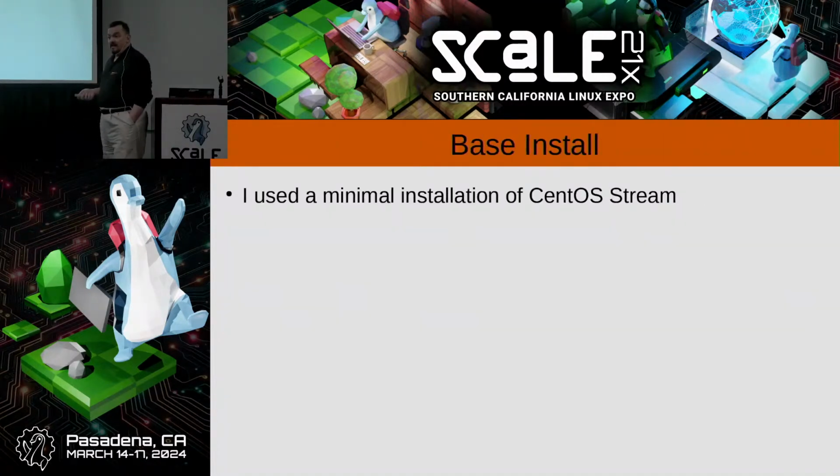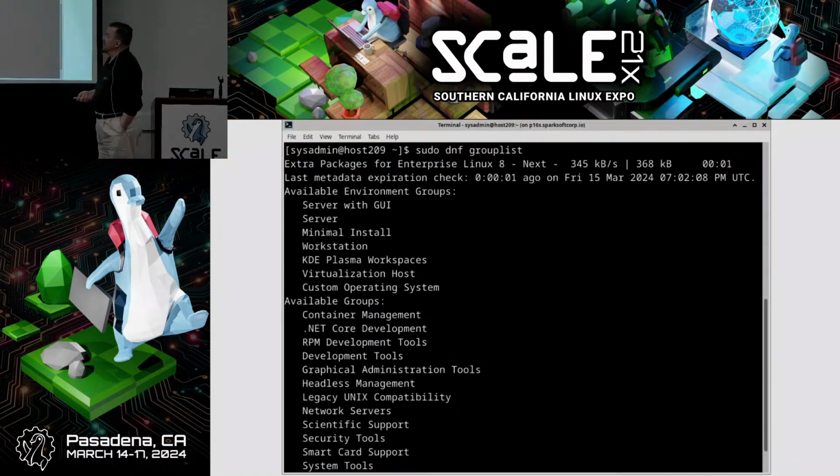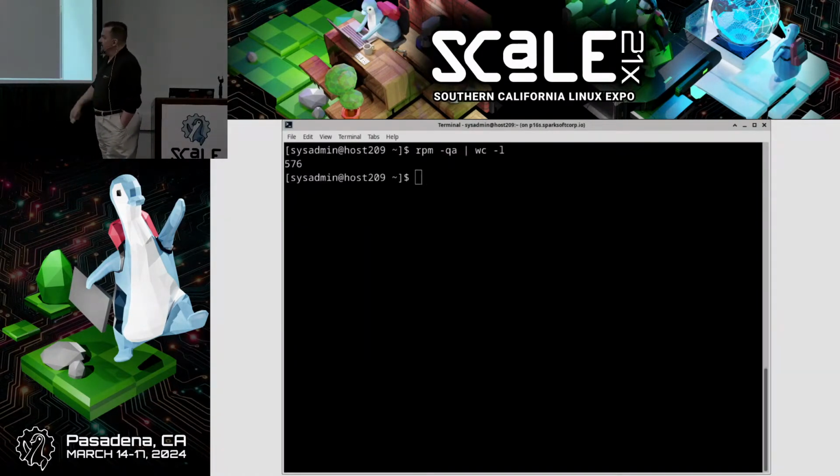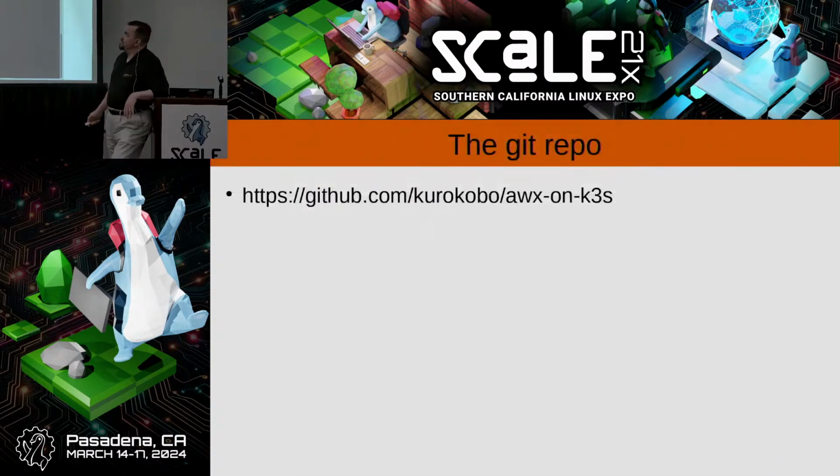So what I did was I did a super minimal installation of CentOS Stream 8. To give you an idea, if you look at my DNF group list, you see everything is labeled as available. It was a super minimal installation. Nothing installed. The only thing that I installed was @base and @core. That was it. So only about 576 RPMs. Now, y'all can have this slide deck, I will post it as a PDF on my website.